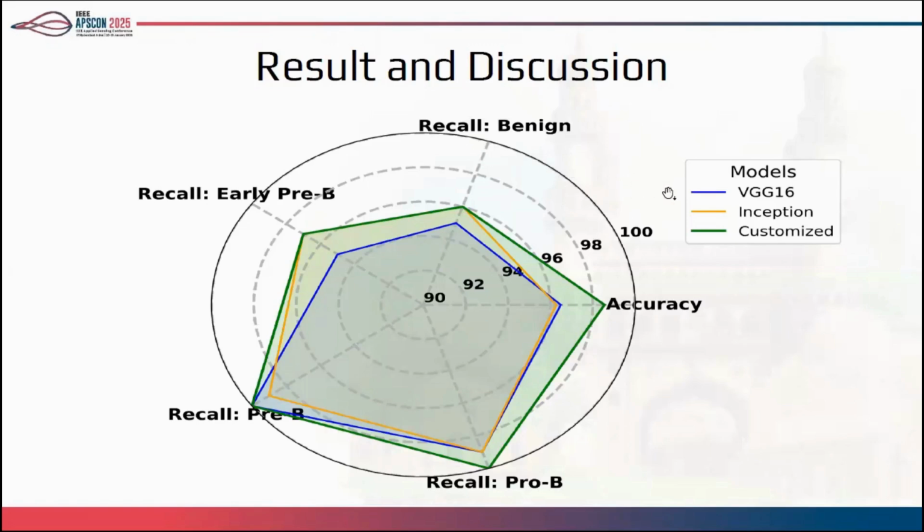Our customized model's recall for the benign or normal class is 96%. But when it comes to recall, we focus on the positive classes. We have different stages: early pre-B, pre-B, and pro-B. For early pre-B, our customized model achieves more than 96. Actually, all three models have about the same catching of early pre-B. But for recall of pre-B and pro-B, our customized model achieves 100% recall. So yeah, this is our finding.